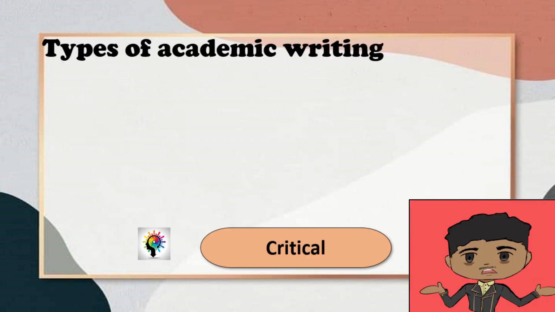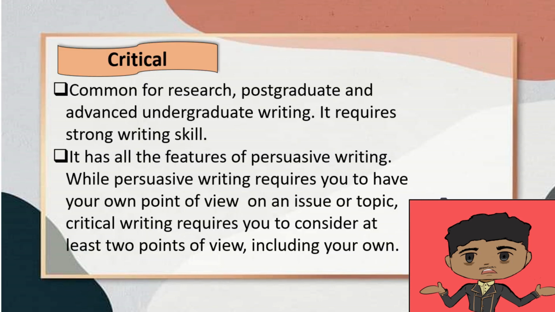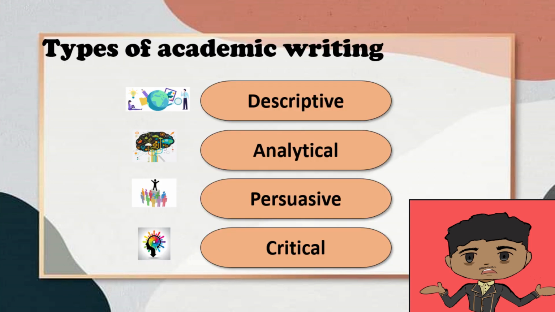Lastly, critical writing is writing which analyzes and evaluates information, usually from multiple sources, in order to develop an argument. It has all the features of persuasive writing. While persuasive writing requires you to have your own point of view on an issue or topic, critical writing requires you to consider at least two points of view, including your own.